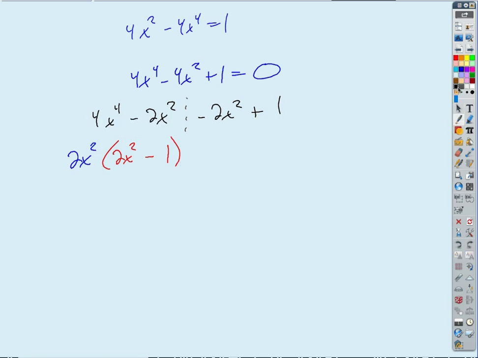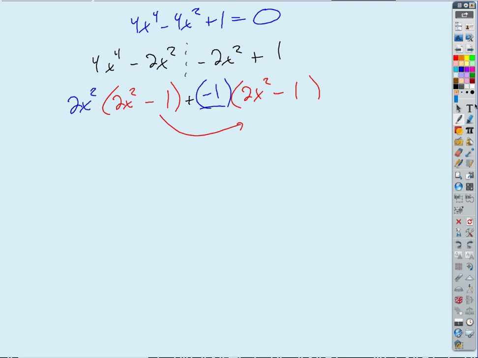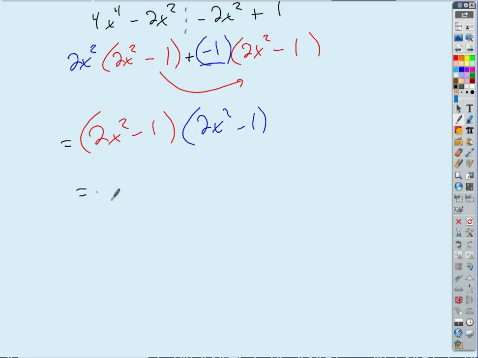That was good. So then we're gonna do plus, right? We want to add the two groups. Plus, I know I've got to have the same leftover factor here. So what do I have to factor out to make that happen? Negative 1. Okay, so now if we factor out our common leftover factor, this is equal to 2x squared minus 1 times 2x squared minus 1. So it's equal to 2x squared minus 1 squared, right?